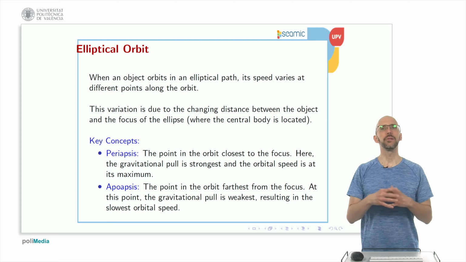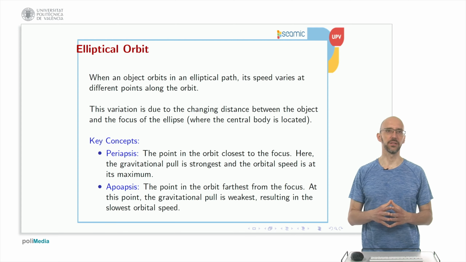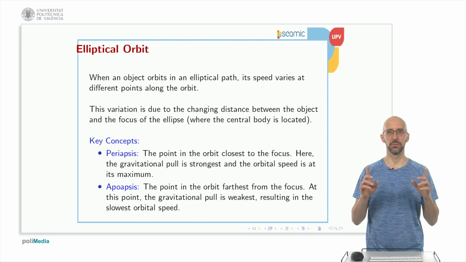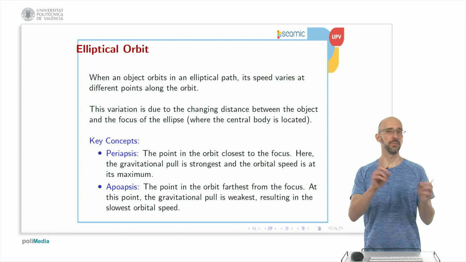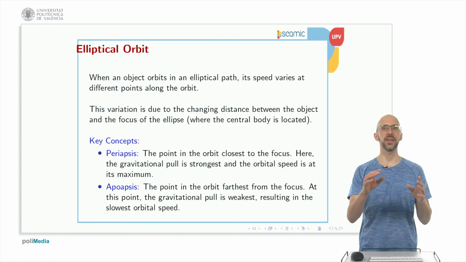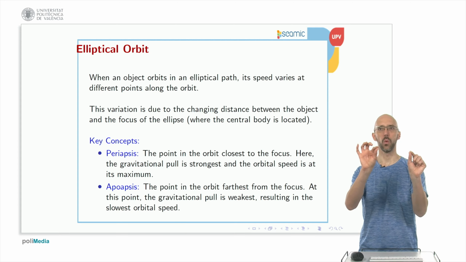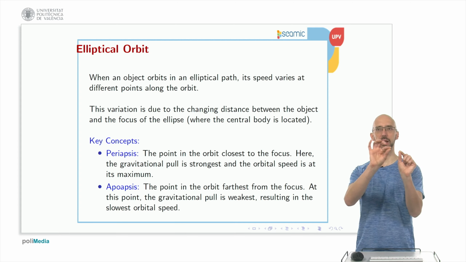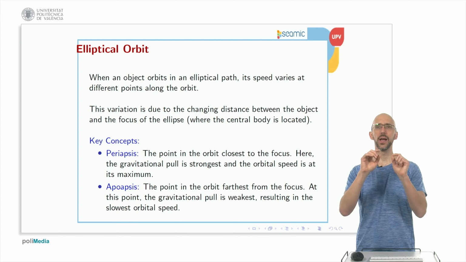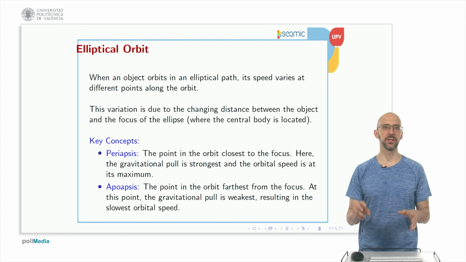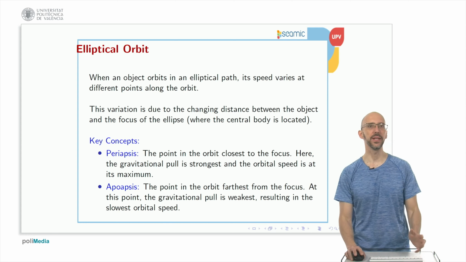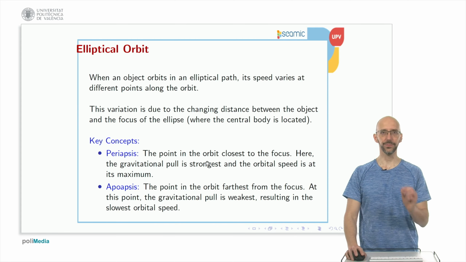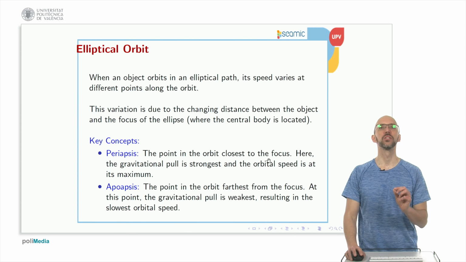In order to calculate things, in order to see these things better, we need to define two main ideas. Remember that in an ellipse we have the major semi-axis, that is the distance between the center to one side of the ellipse, the longest side. But we are going to define the periapsis and the apoapsis. The periapsis is the point in the orbit closest to the focus.